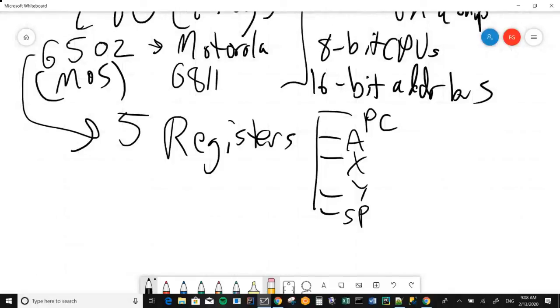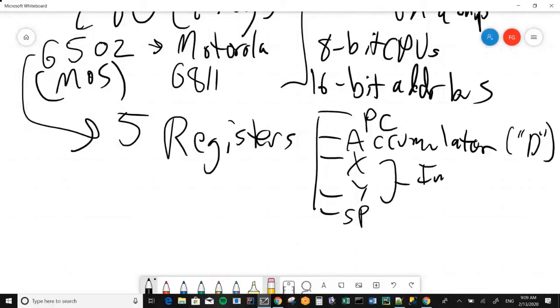Program counter, I think we're all clear on a program counter. The A register, A stood for accumulator, and its role was very similar to the D register in this Hack machine that we're exploring now.